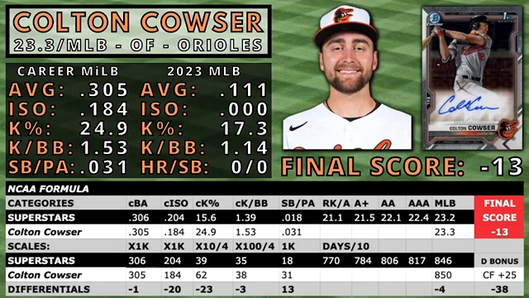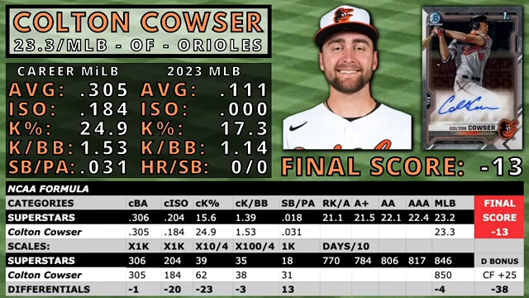Now, over a small sample size, he is struggling a little bit getting his feet wet at the MLB level, but he's got really good K numbers, and I think the batting average and the ISO will continue to improve as he adjusts to pitching. Now, over his career, he's hit .305 with a .184 ISO, a 24.9 K percentage, a solid 1.53 K to walk ratio, and 0.031 stolen bases per plate appearance. And if you look down at the graph, you can see that he did gain points for his stolen bases.